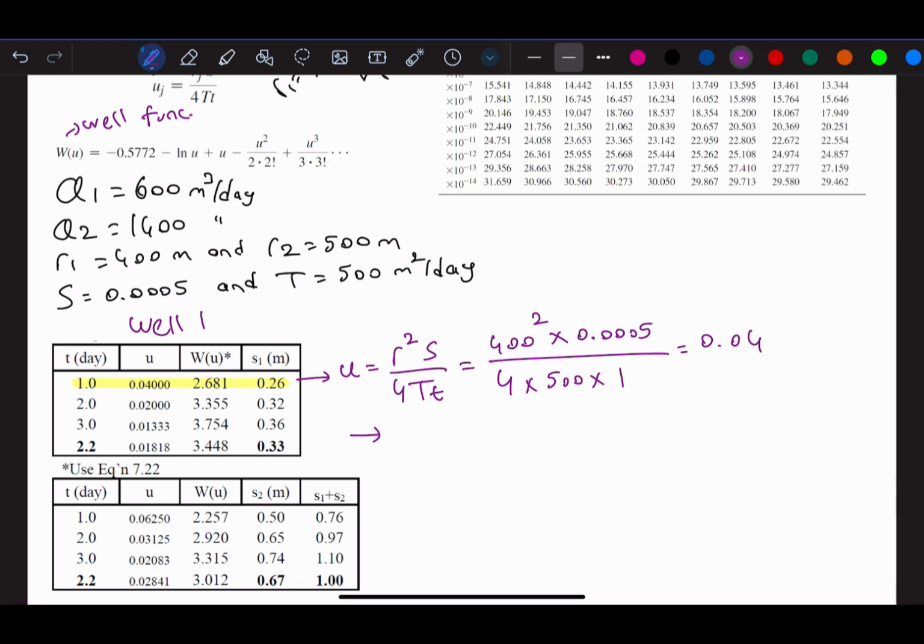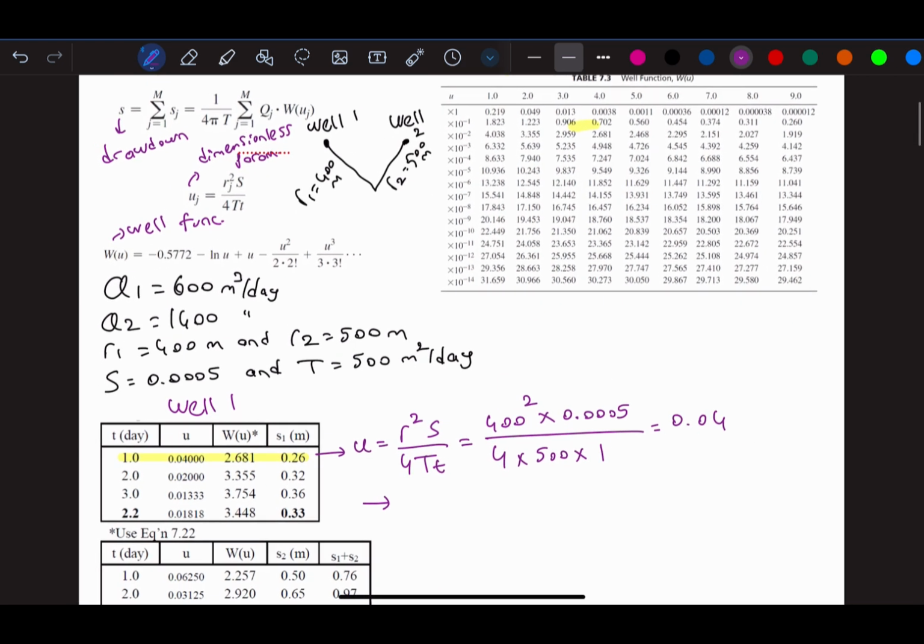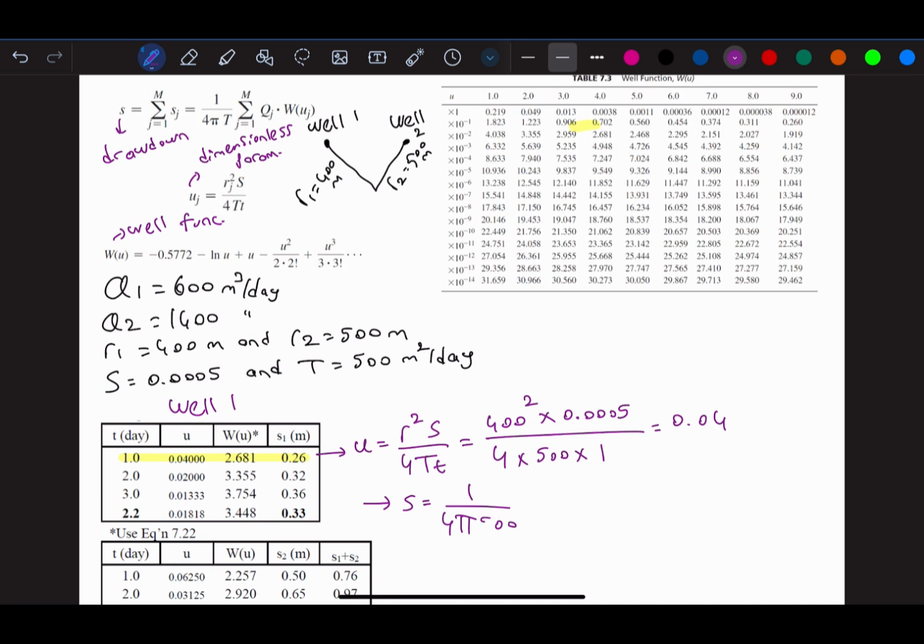After that, the next step is calculating the drawdown after 1 day, once the pump started pumping. So s is equal to 1 over 4 pi times transmissivity 500, times the flow rate, which was given as 600 cubic meters per day for the first well. So this is 600 times 2.681. And from here we can get drawdown as 0.26 meters.